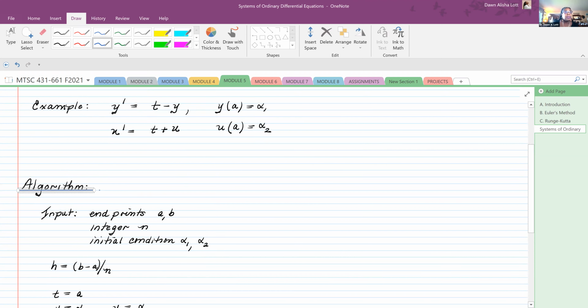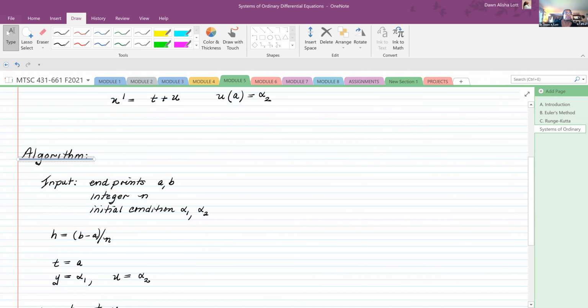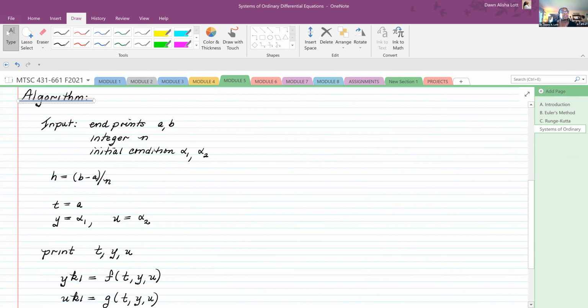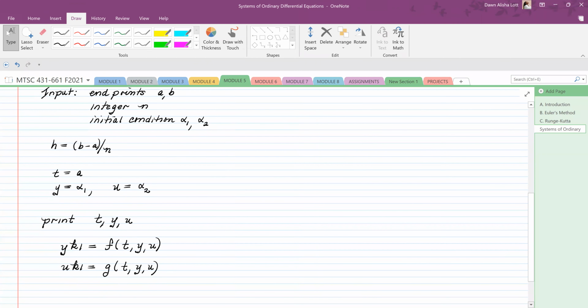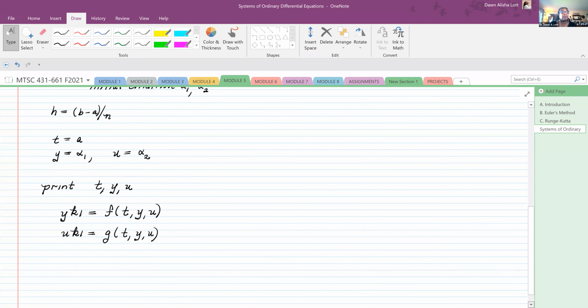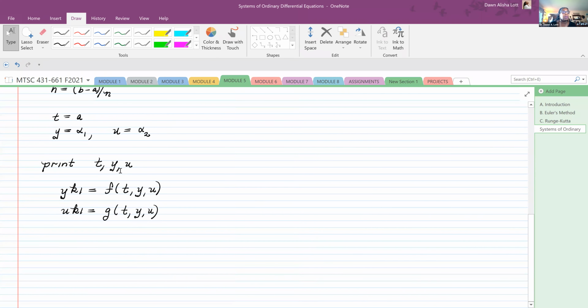For the algorithm, we need the endpoints a and b, we need the integer n, and we need the initial conditions alpha 1 and alpha 2. And then we find out h is (b minus a) over n, and then we have t is equal to a, we have alpha 1 and alpha 2, and you can print t, y, and u, and then you must compute a slope for y and a slope for u. And so we do this step.